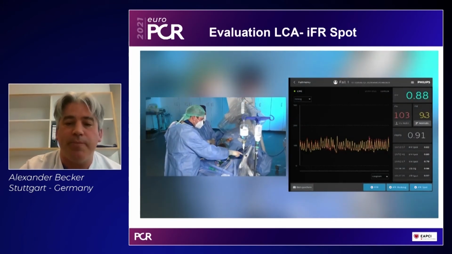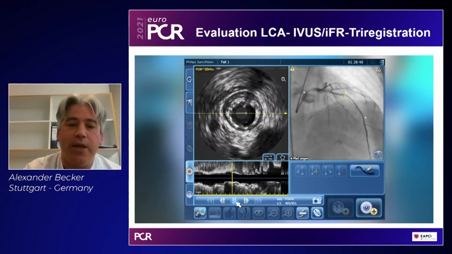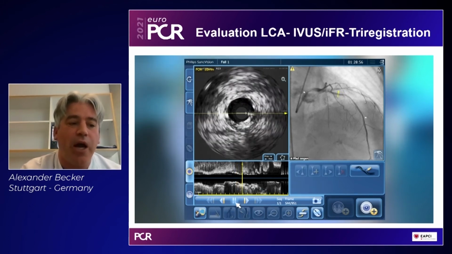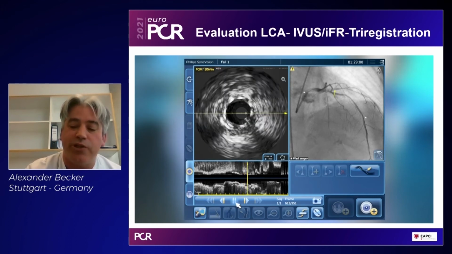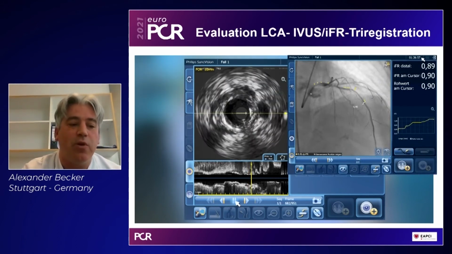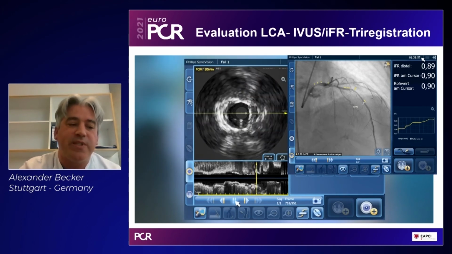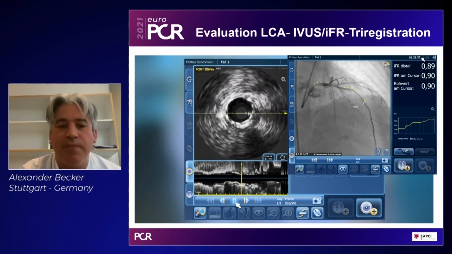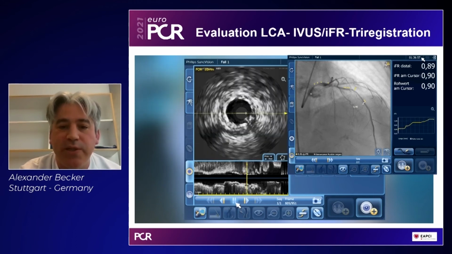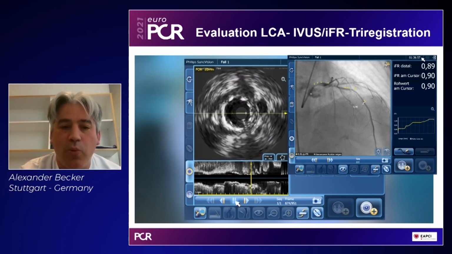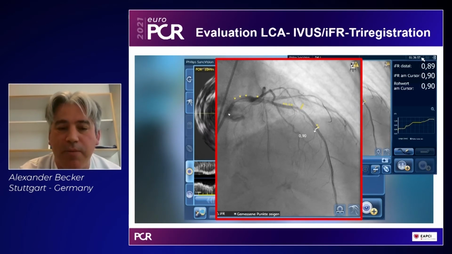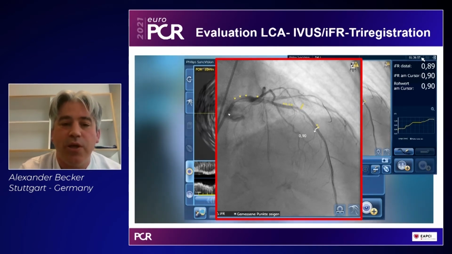So in order to get a better picture, we performed an LAD IVUS iFR tri-registration using the DCR angiogram as template. The iFR co-registration showed no significant stenosis within the stented bifurcation, with the main drop in the stented and post-stented section. Here you can see the IVUS pullback with a diffusely diseased LAD within the stent and within the bifurcation. But in the iFR co-registration, the drop was only within the stent and post-stent.